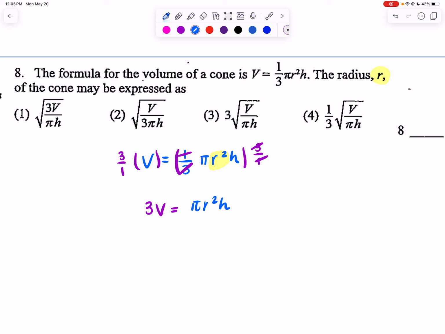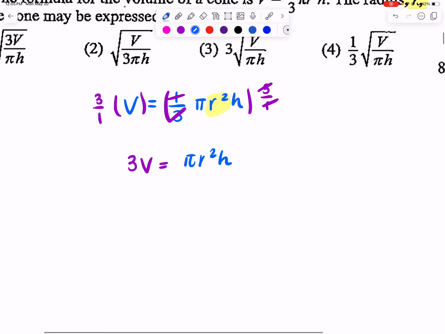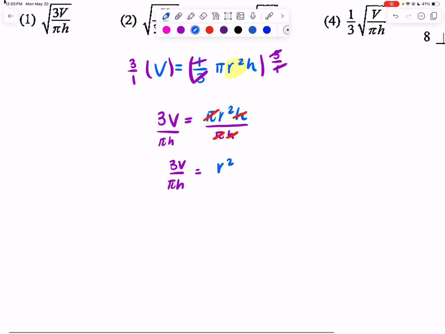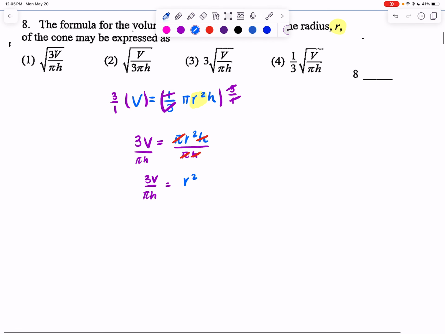Well, everything's being attached to each other by multiplication because I do not see a plus sign or a minus sign. So now I'm going to divide both sides of my equation by pi and h. And when I do that, you're going to notice that on the right-hand side of my equation, the pi's cancel and the h's cancel. So now I have 3v over pi h equals r squared.